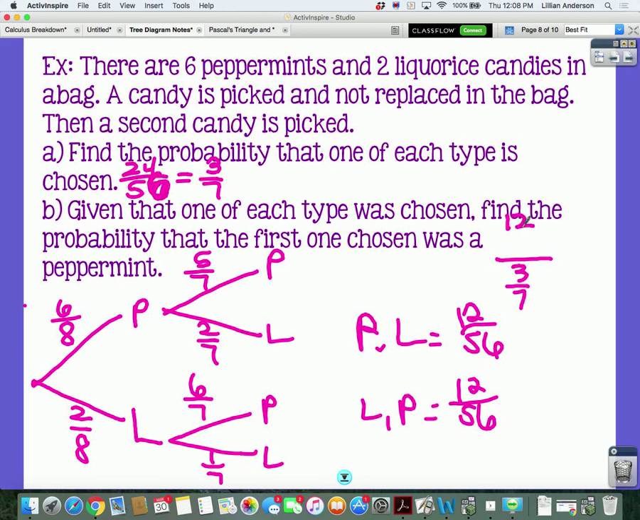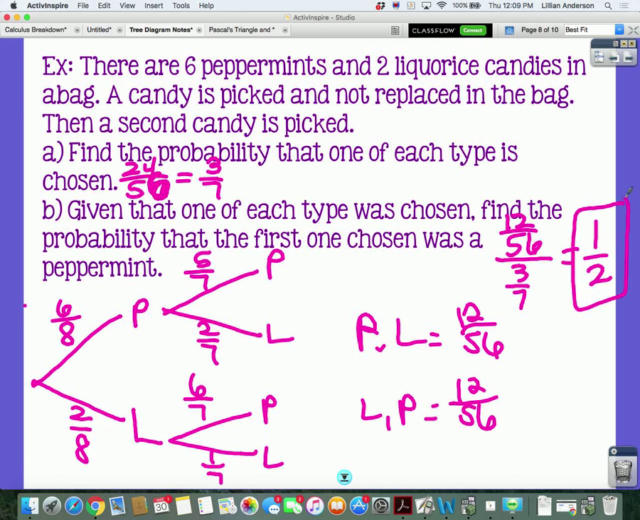The 12 out of 56. Because out of these 2 options, because these are the only 2 we're looking at, one type was chosen of each, we need the first one to be the peppermint. So 12 out of 56 is your numerator. 3 out of 7 is your denominator, and that does simplify down to be 1/2.